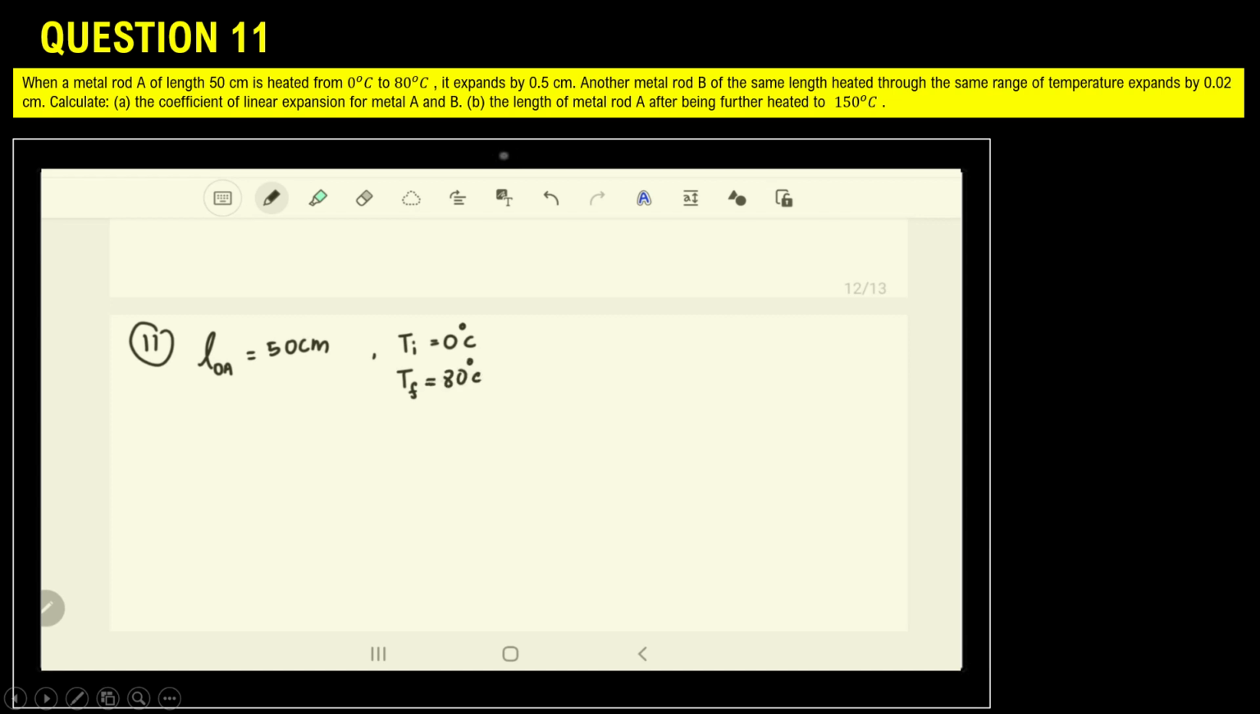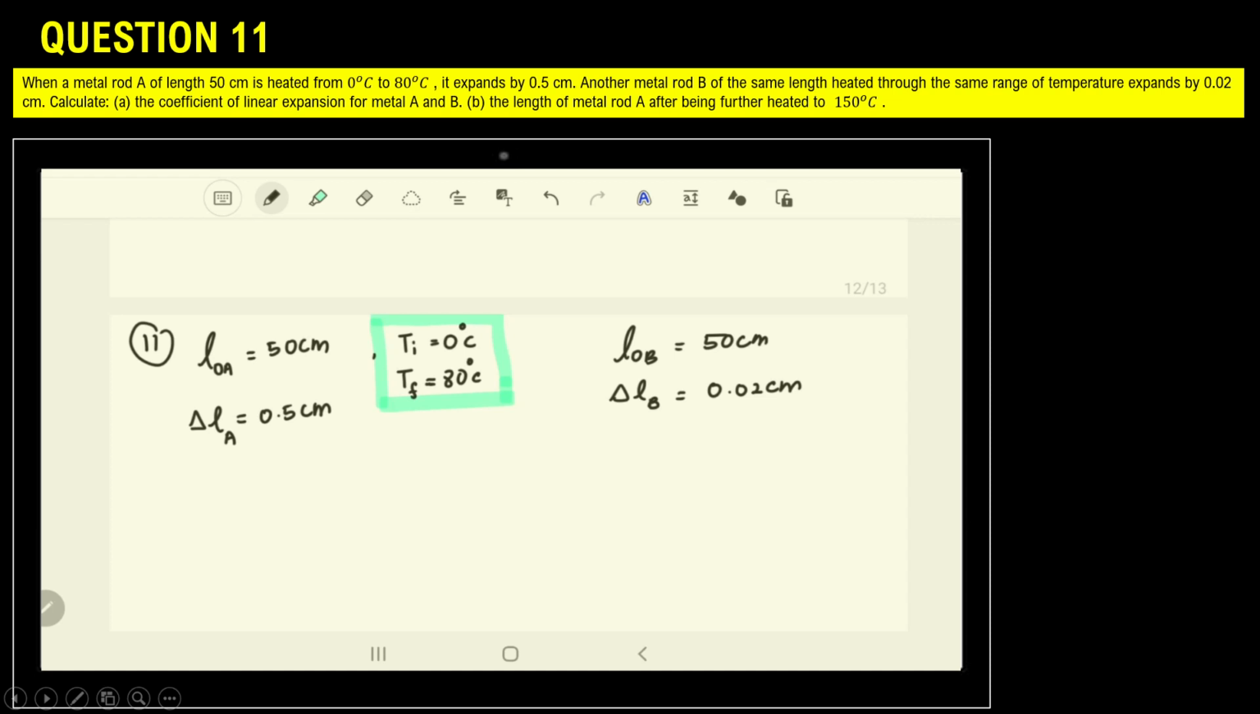We have another metal rod B of the same length heated through the same range of temperature. So that means this is constant. We have another length which is B, where B is also equal to 50 centimeter. Given that rod A expands by 0.5 centimeter, that means delta L is equal to 0.5 centimeter, while for rod B, delta LB is equal to 0.02 centimeter. So this is delta LA.